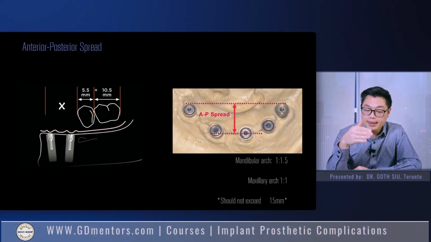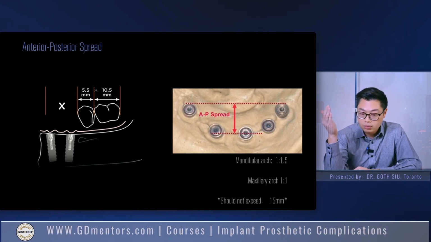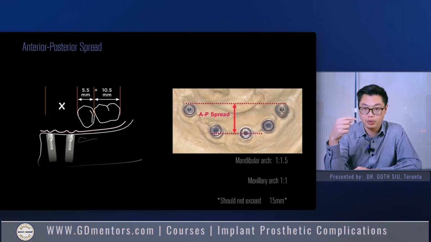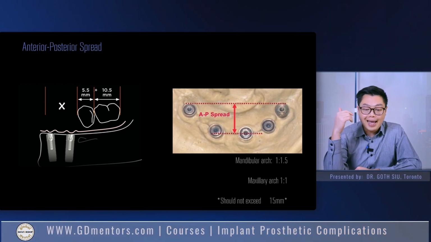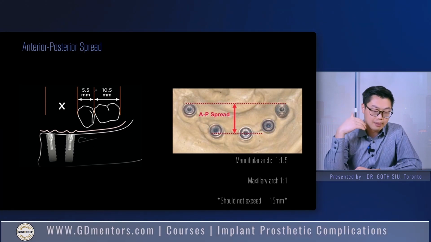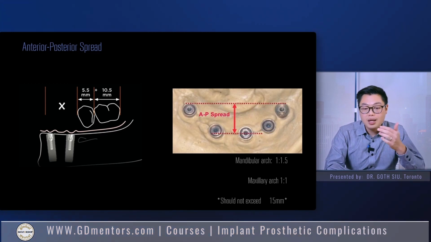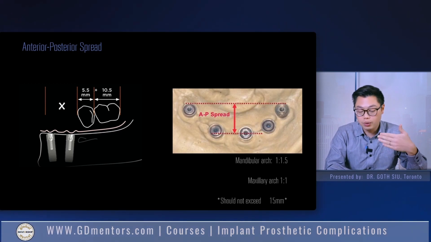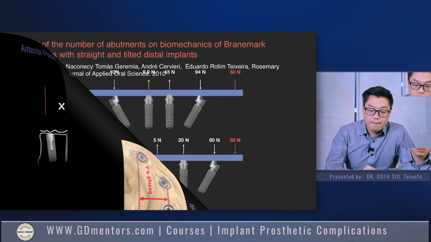Generally, the rule is in the mandible, the cantilever, how far back you can go to put more teeth, is 1.5 times this anterior posterior spread. On the maxilla it is generally 1 to 1. And in general, we should not go beyond 15 millimeters, regardless of where the implants are. If we're using pure zirconia, it's more important that you don't go beyond 15 millimeters in order to reduce the chance of the zirconia snapping.